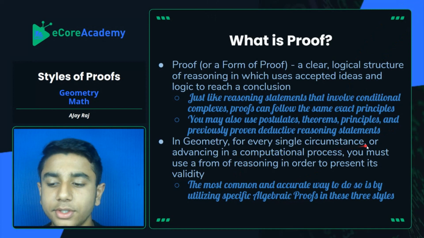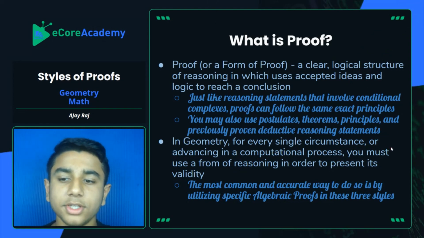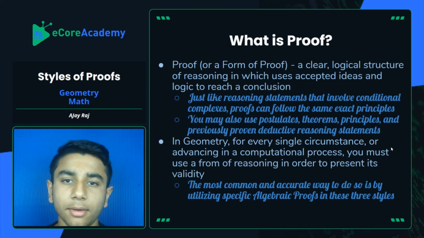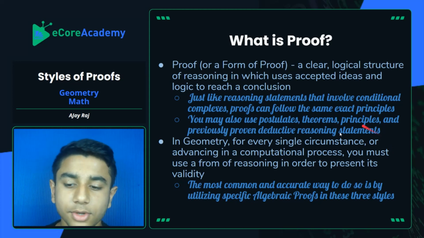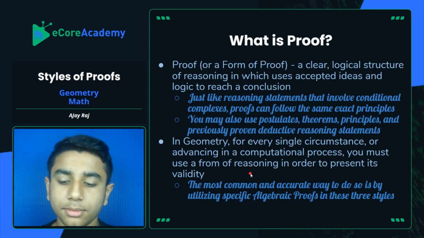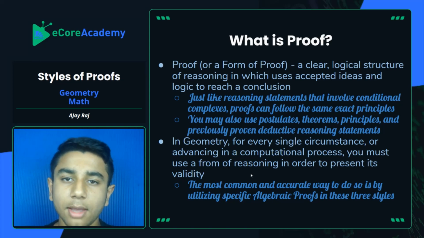In geometry, for every single circumstance or advancement in a computational process, you must have reasoning in order to present its validity, and that reasoning comes in the form of proof. Reasoning is a very real-life term in this situation. What I'm trying to say here is that you need to reason it. But reasoning in geometry is not related to the reasoning that I'm showing here. Reasoning in real life is not like geometric reasoning, but it's like geometric proof, and that's what a lot of people get confused about. Proof is very different from geometric reasoning, but proof is very similar to real-life reasoning.